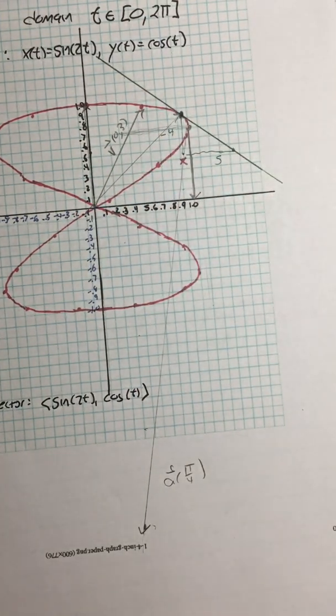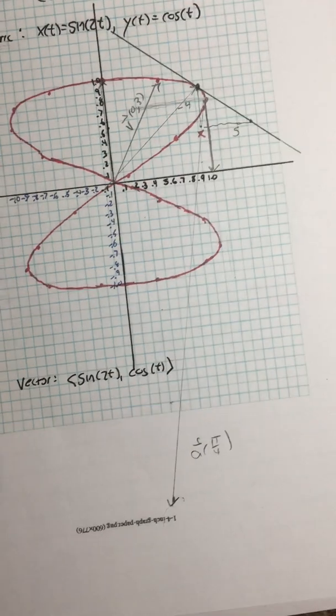Those are the kinds of things, dynamics of motion, that you can think about as we go forward. We're going to look at a couple more velocity vectors on this graph next.